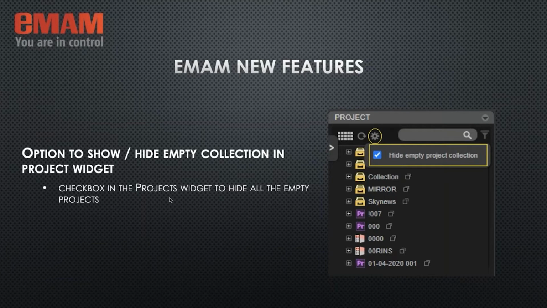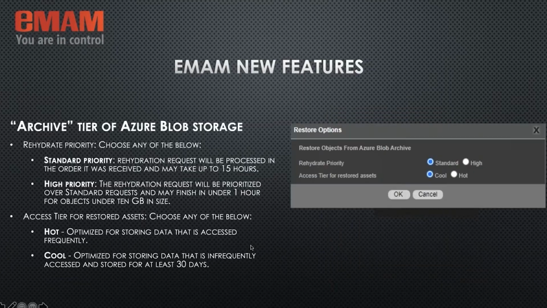So we added a little gear right at the top, and then you have the ability to select, please hide all collections that are empty. And so now when they do their search, they won't see empty ones there. They'll only see ones that have projects associated with them. So it makes it a little bit easier to find content and then view content for your projects and so on. Another new feature we've added is Azure Blob storage.